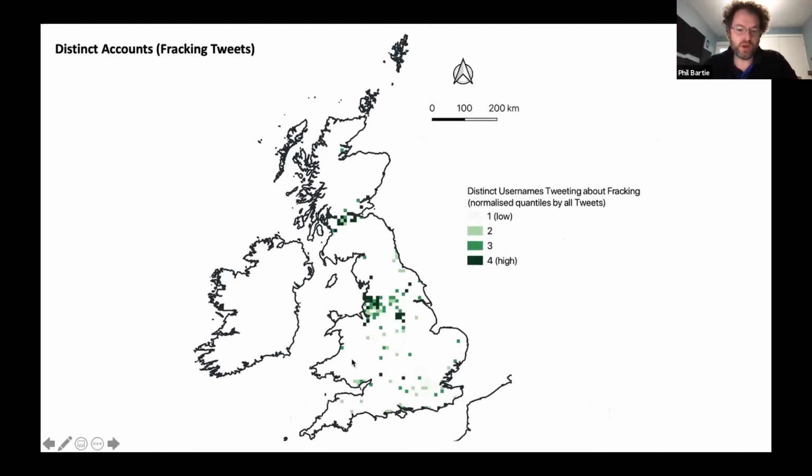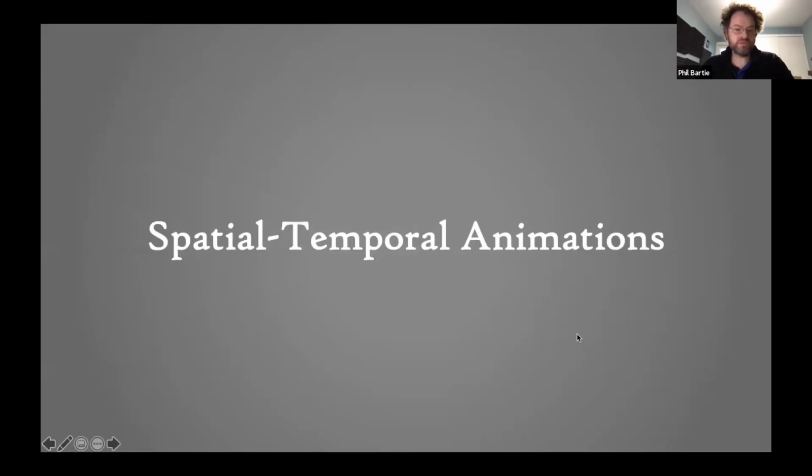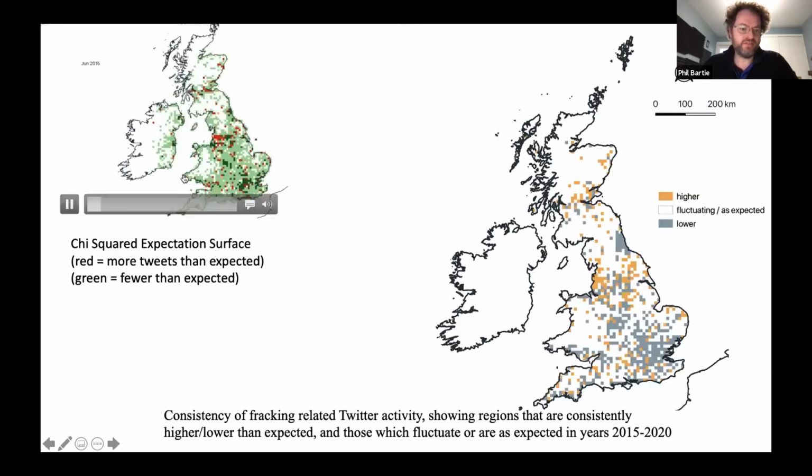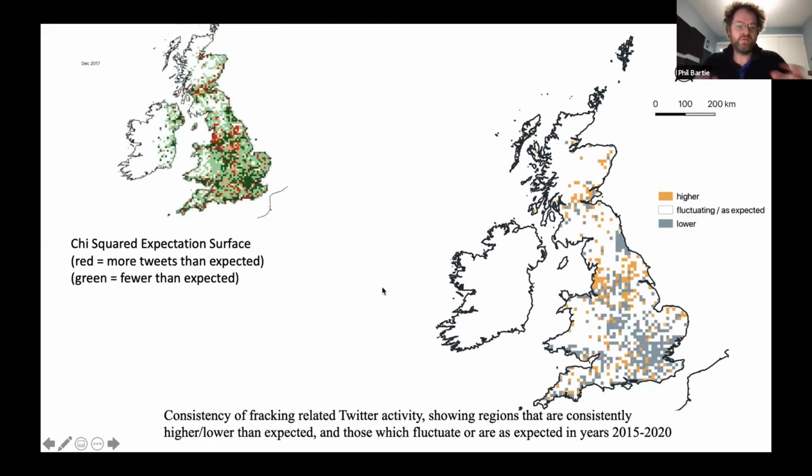And again, a lot more people here are interested in the topic of fracking than you get in the rest of the country. So in terms of spatial temporal stuff, up on the left-hand side here is the chi-squared expectation surface, but it's on a moving one year's worth of data, moving forward at one month steps, stepping through the data. Where it's red, you've got more tweets than you'd expect. Where it's dark green, you've got less than you expect.